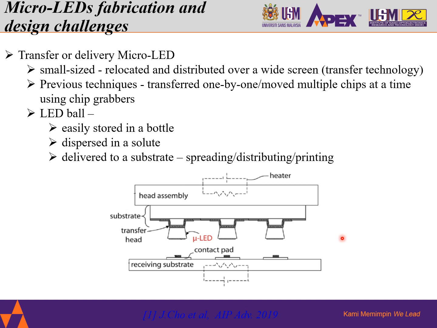Previous techniques transfer chips from a wafer to another substrate one by one, or move multiple chips at a time using chip grabbers. A ball-shaped micro LED, termed an LED ball, can easily be stored in a bottle, dispersed in a solid before use in practical applications, and delivered via substrate spreading, distributing, and even printing. So this is an example of the transferring process.